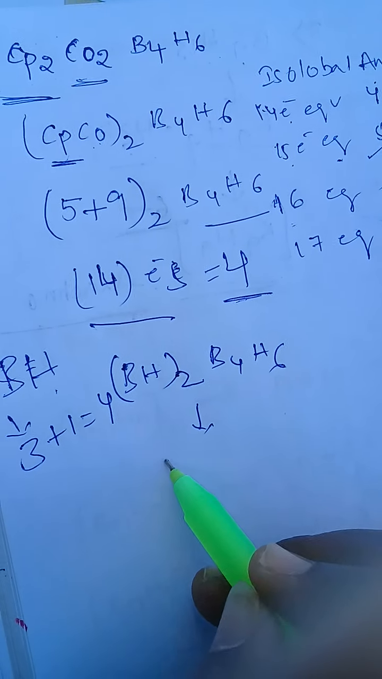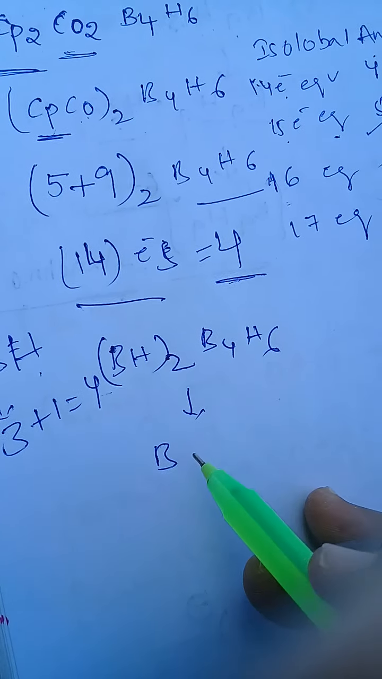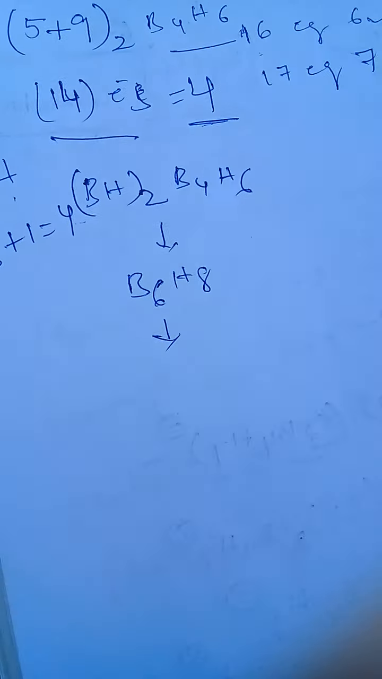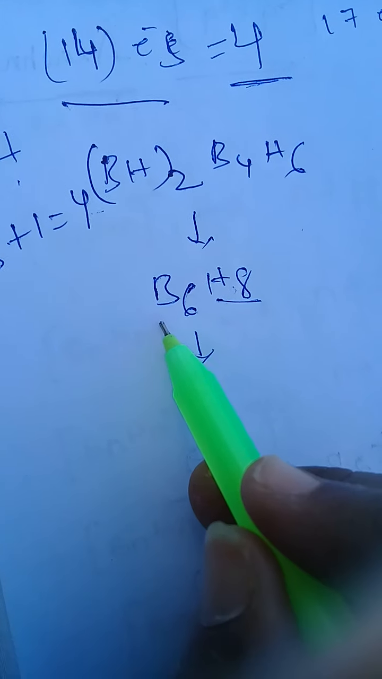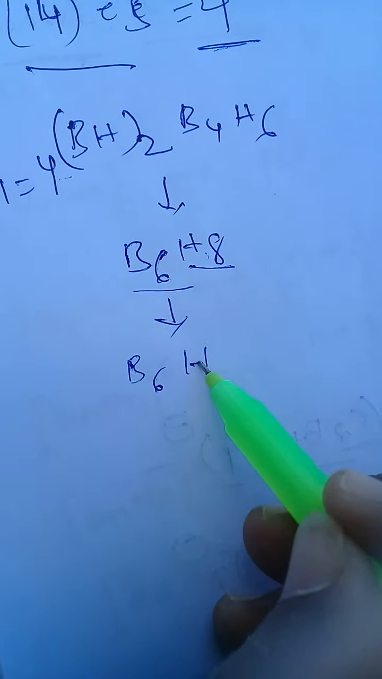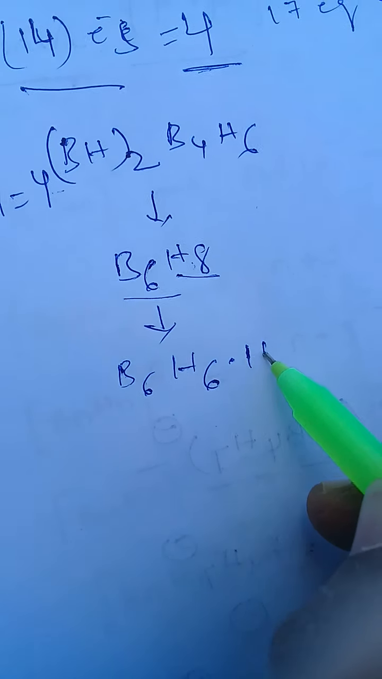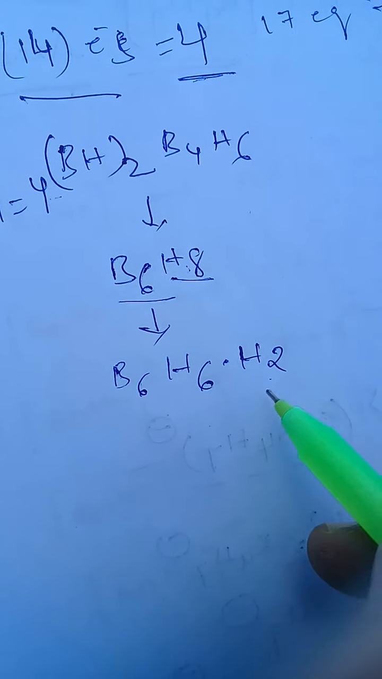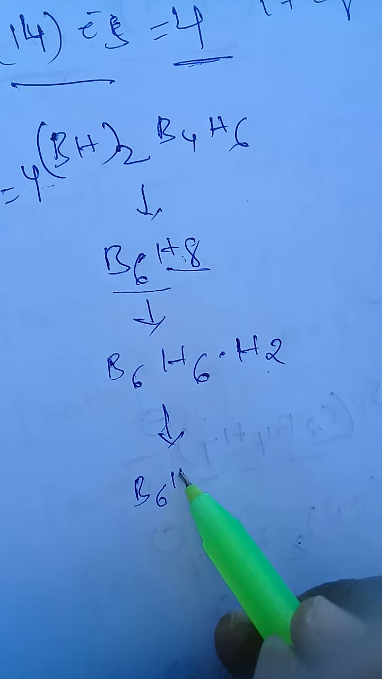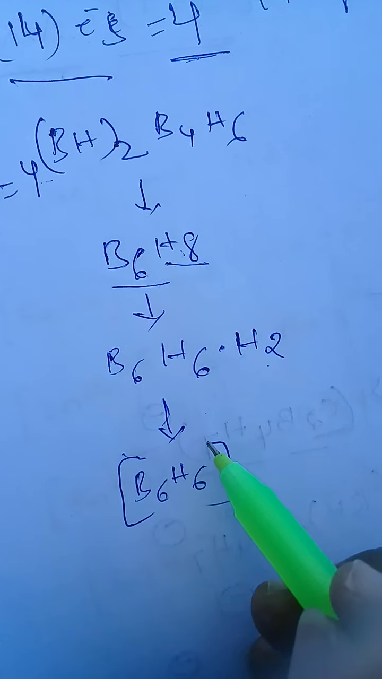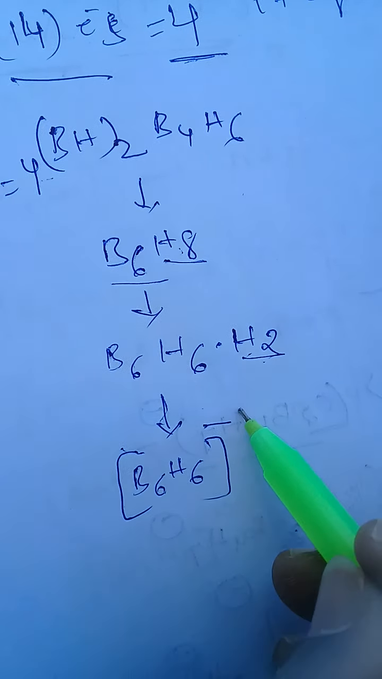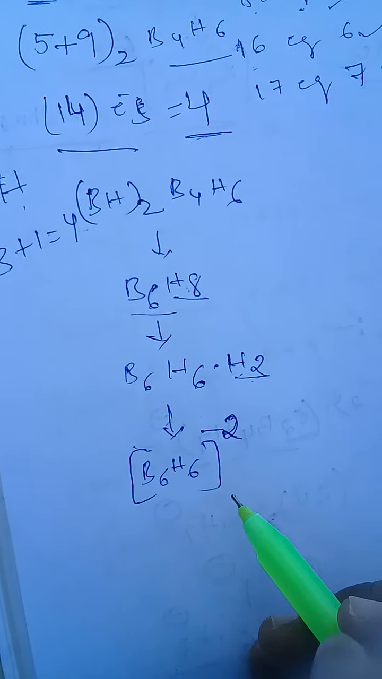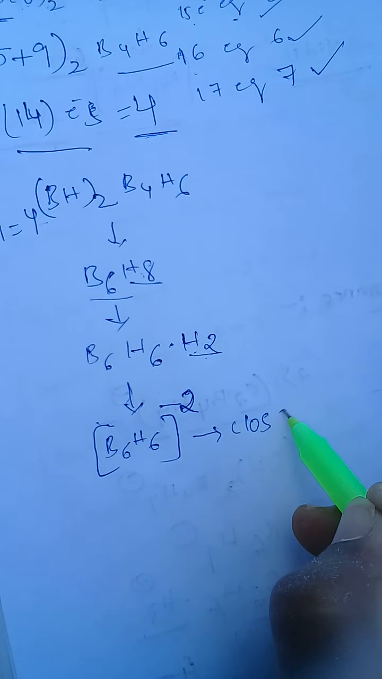B4H6. In the next step we add total borons and hydrogens: B6H8. In the next step we write hydrogens equal to borons, B6H6, and remaining hydrogens are 2. In the last step we take the remaining hydrogens as charge, so 2 hydrogens means the charge is 2 minus. For 2 minus the structure is closed.